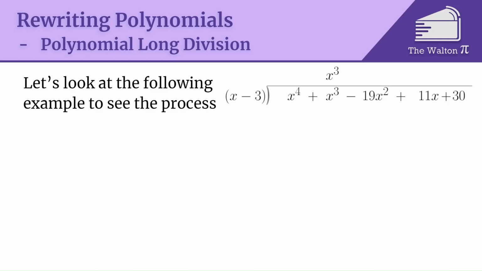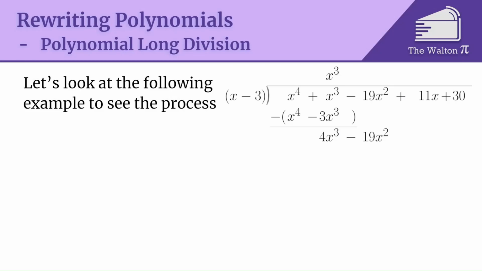Well, it goes into the x to the 4th term, x cubed times. So now we're going to multiply out the x cubed times x minus 3, and we get x to the 4th minus 3x cubed, and we're going to be subtracting that from our polynomial. So when we subtract that out, we end up with 4x cubed minus 19x squared plus 11x plus 30. I'm just not writing that because that's not super pertinent at the moment.